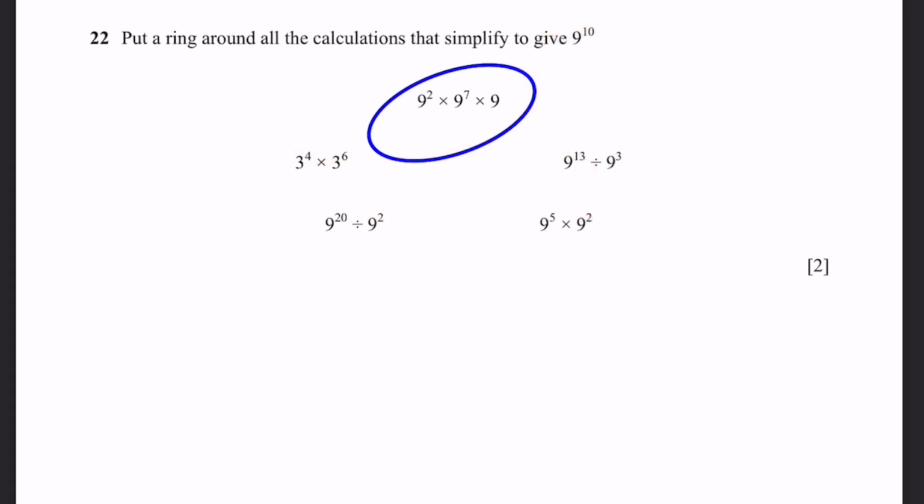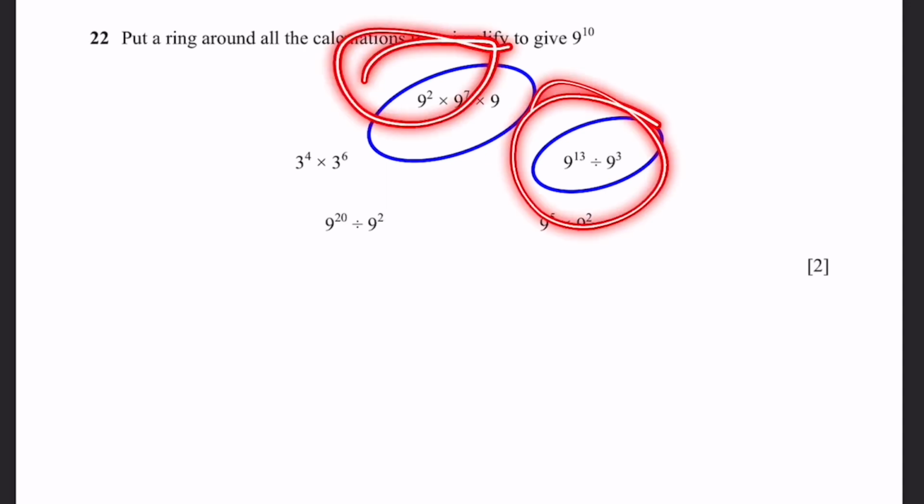9 power 13 by 9 power 3, that's equal to 9 power 10, because we can subtract the powers. Therefore, this is also circled. 9 power 20 by 9 power 2 is not 9 power 10, it's 9 power 18, because we need to subtract the powers. We don't circle it. 9 power 5 into 9 power 2 is 9 power 7, because we're multiplying the terms and adding the powers. So that's also not circled. So we have 2 calculations which give 9 power 10.